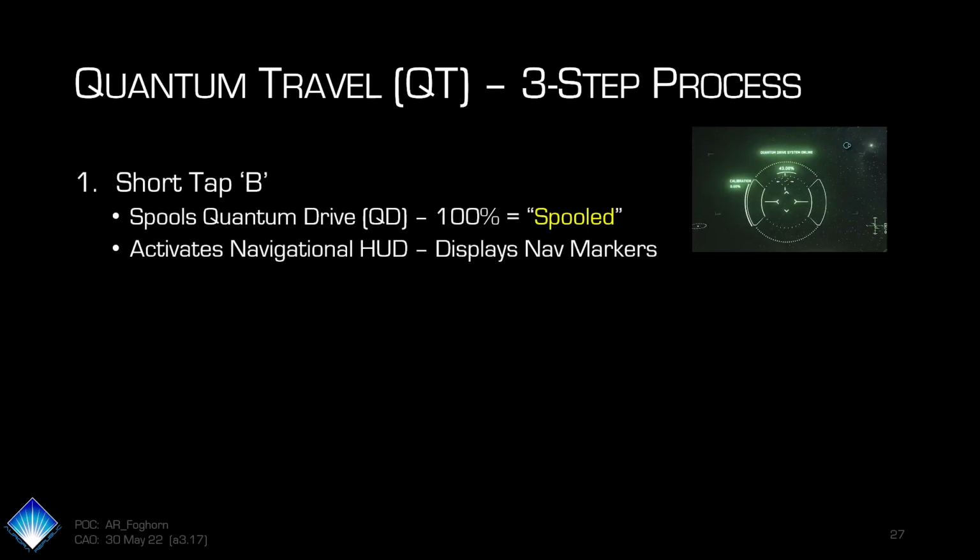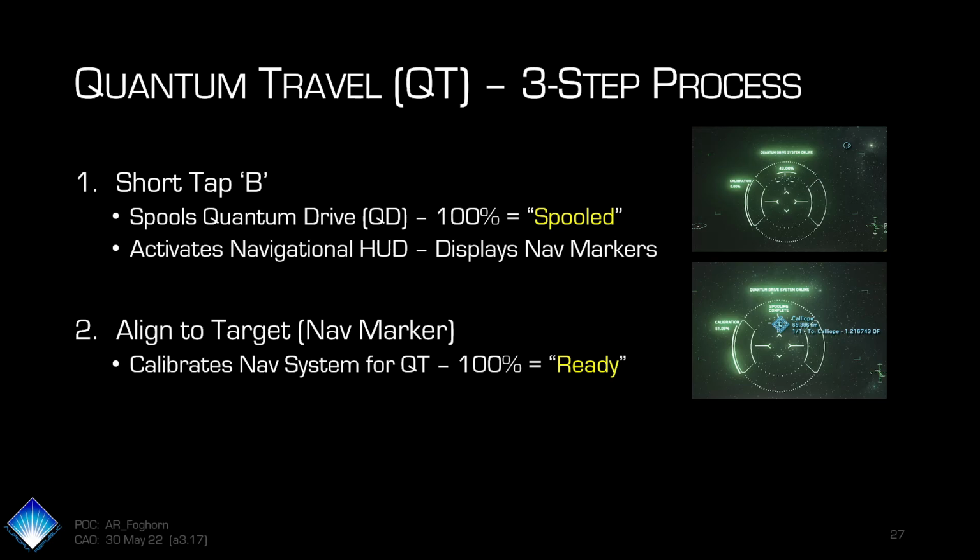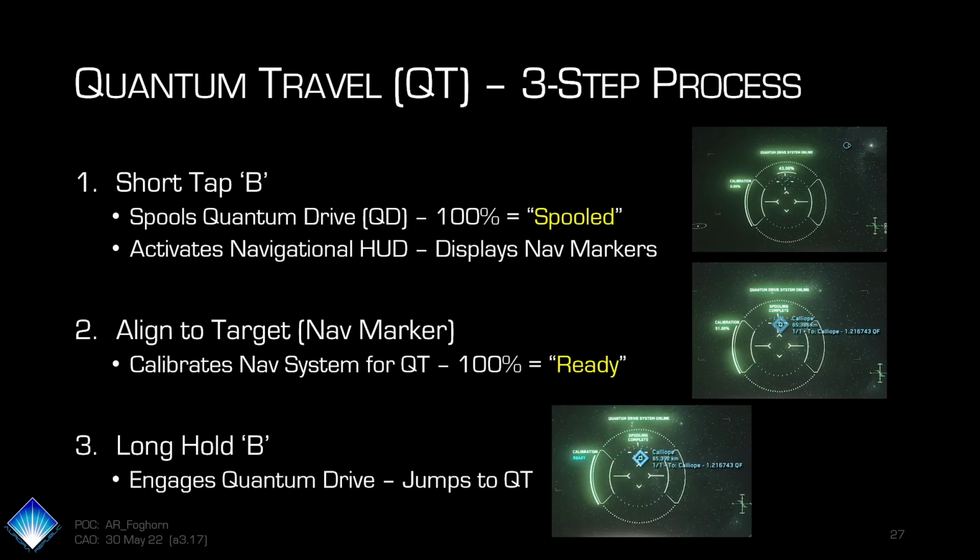To quantum travel, or QT for short, to a nav marker, we utilize a 3-step process. First, a short tap on the Bravo key starts the quantum drive spooling and displays the navigational HUD. Observe the spooling indicator counting up at the top of the navigational HUD. Next, aim the bore sight cross at the desired nav marker. The navigational calibration indicator will begin counting up, displayed to the left of the navigational HUD. Last, once both indicators are indicating spooling complete and ready, respectively, long hold the Bravo key to engage the quantum drive and jump into QT.